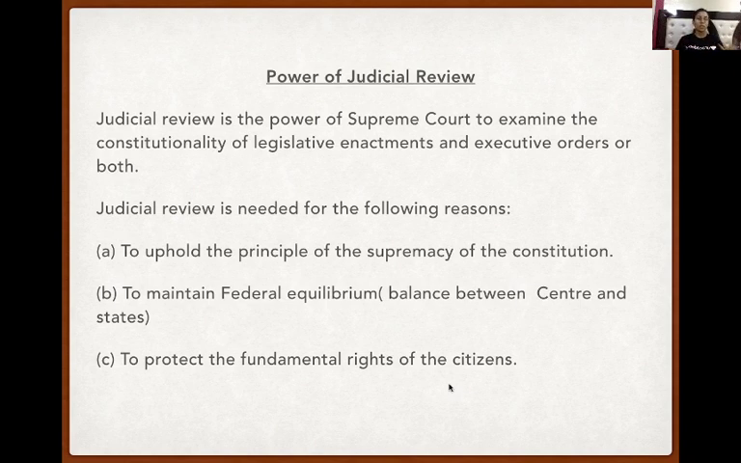So whenever any such law comes which intervenes with the fundamental rights, it comes under judicial review in front of the Supreme Court, and if it actually intervenes with the fundamental rights of the citizen, then the Supreme Court, under the power of judicial review, declares that particular law as unconstitutional. So this is how the Supreme Court protects the fundamental rights of the citizen with the help of judicial review.